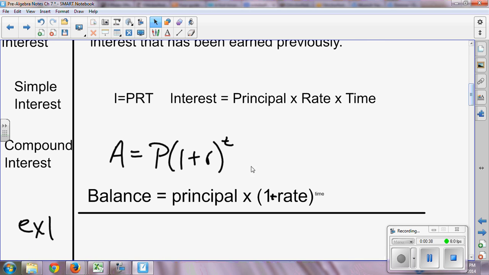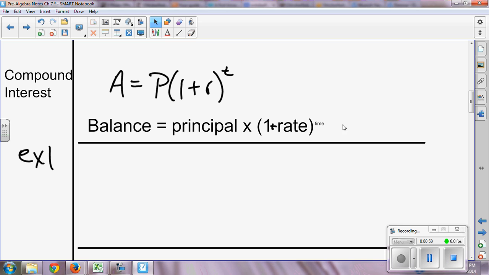Simple interest and compound interest. So simple interest is given by the formula I equals PRT. So this is interest equals principal times rate times time. Compound interest, A equals P, parentheses 1 plus R to the T power, or balance equals principal times, parentheses 1 plus the rate, times time.